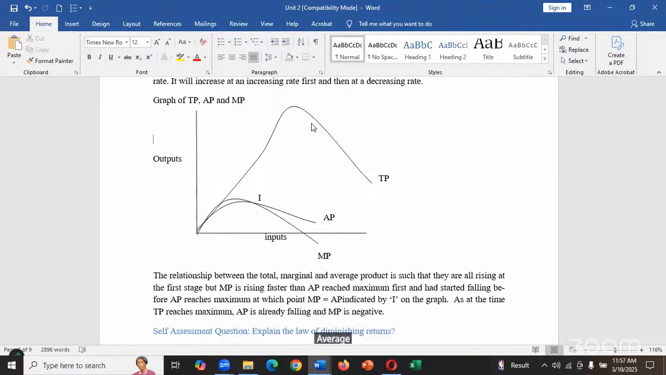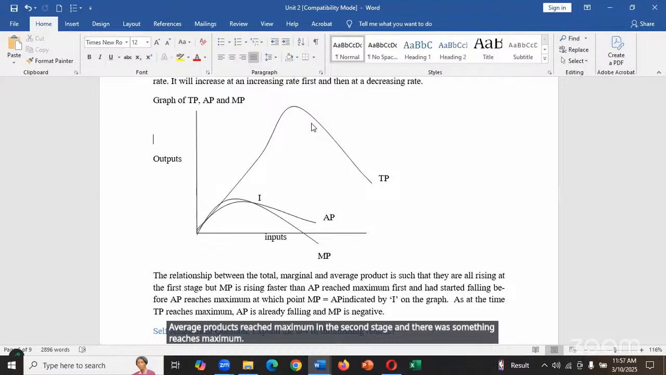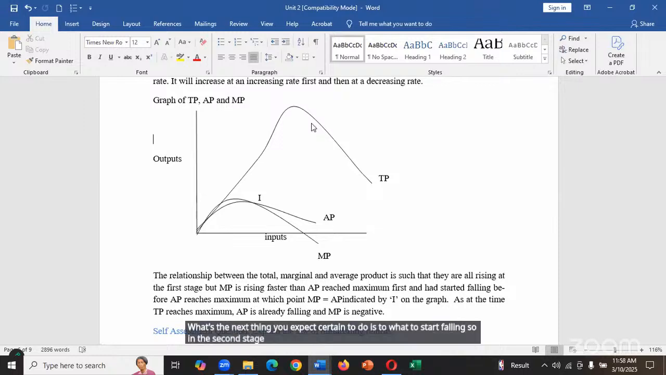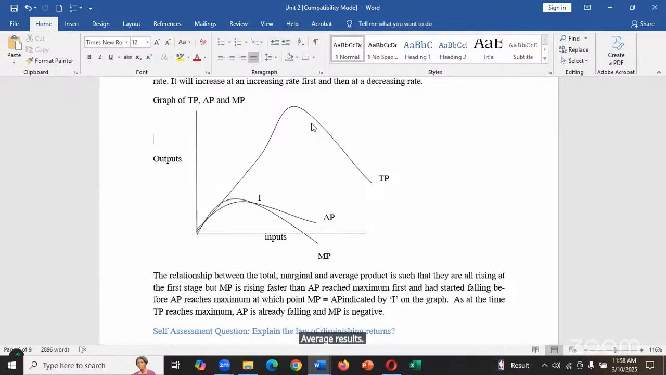Average product reached maximum in the second stage, and once something reaches maximum, what do you expect it to do next? To start falling. So in the second stage, marginal product is already falling. Average product reached maximum and starts falling. Now it's still in that second stage. Total product is still increasing. I hope you understand that total product is still increasing in the second stage.